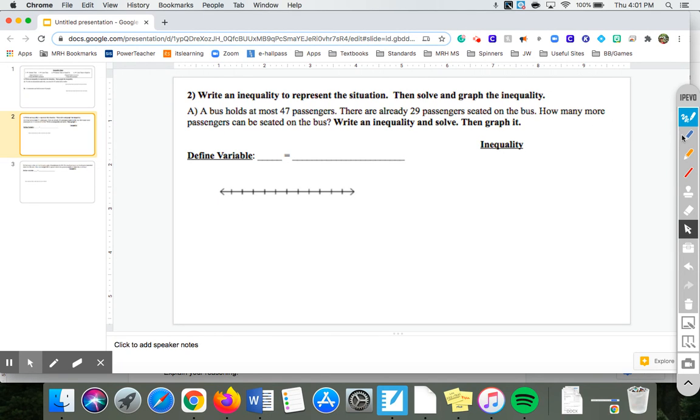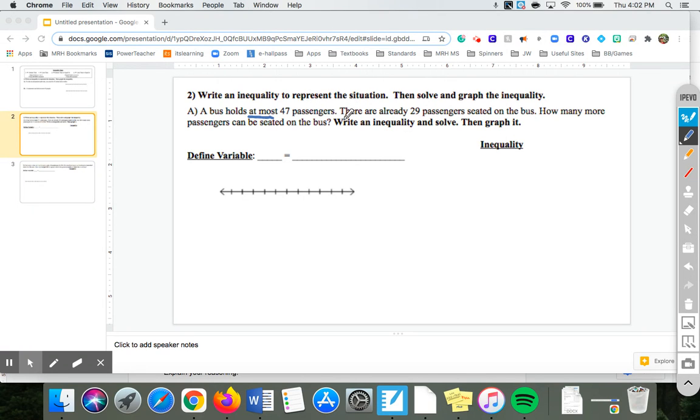So looking at this problem, we have a bus holds at most 47 passengers. There are already 29 passengers. So already I can see, okay, picking out some language here. At most, that's something that sticks out to me. So when you're reading this, look for language that talks about limits, and talking about, well, you can have more than this or less than this or greater than. So look for those words, as well as words that would help you with what operations you're using.